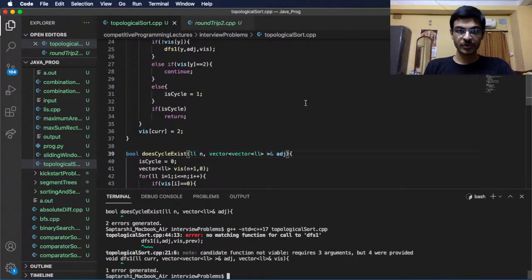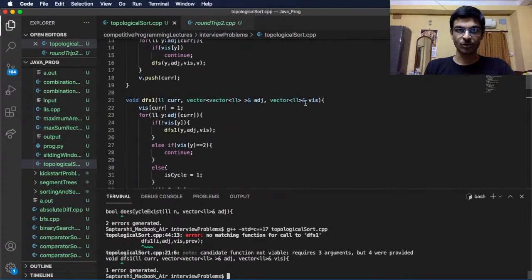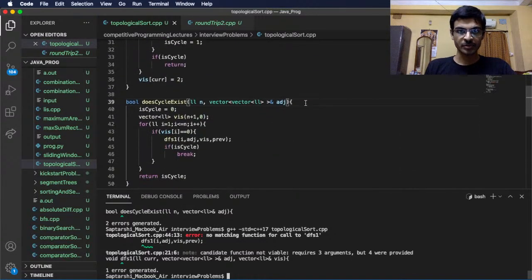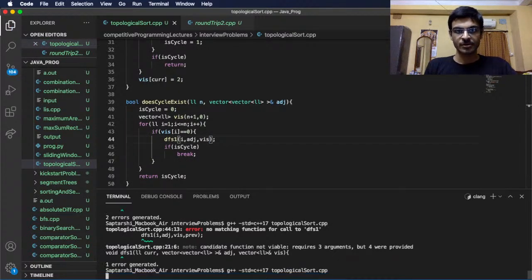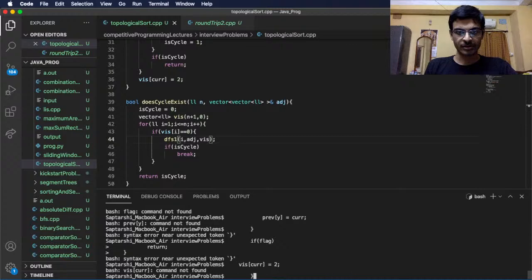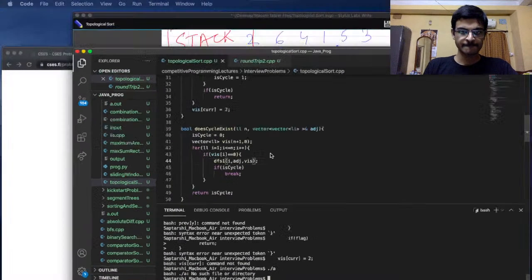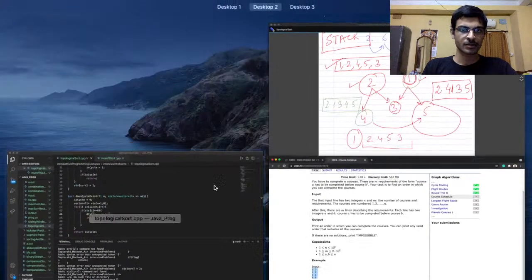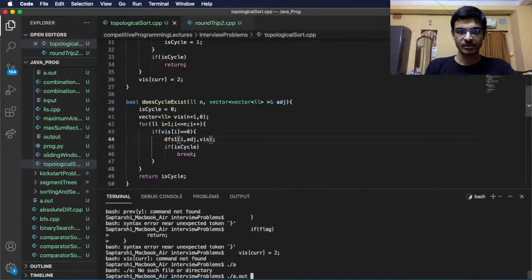Void DFS1 requires 3 arguments. I have given 4. Where did I give 4 to DFS1? Maybe when I'm calling it, I should remove this previous. That's it. Now it will compile correctly. Sorry, I copied the entire program. Copy. Let us come back here.